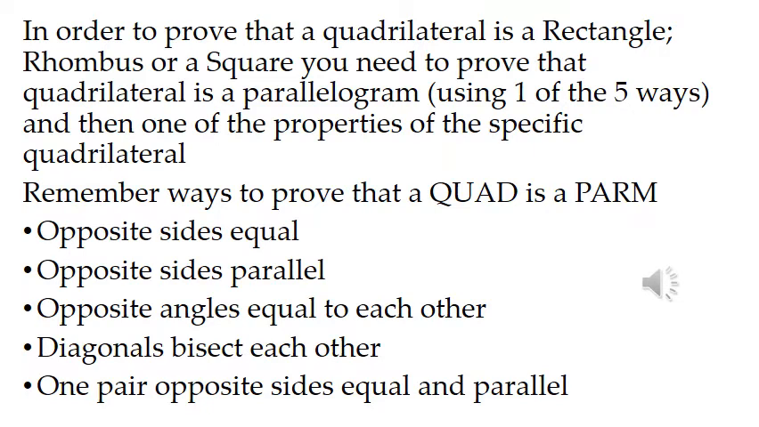To recap quickly, just remember that there are 5 ways to prove that a quadrilateral is a parallelogram. You have to be able to prove one of these 5. They are: opposite sides are equal, opposite sides are parallel, opposite angles are equal to each other, diagonals bisect each other, and one pair of opposite sides are equal and parallel. You should know those 5 ways off by heart by now.